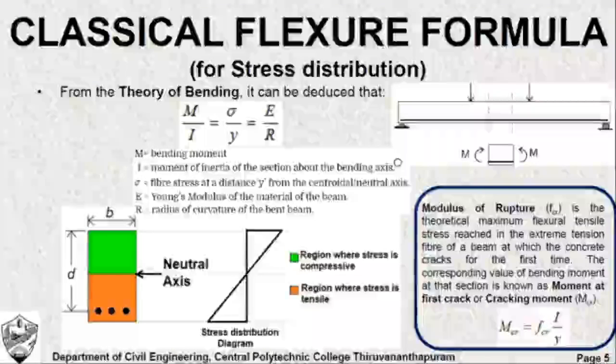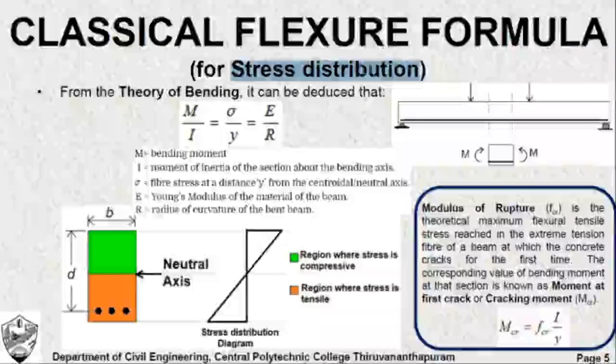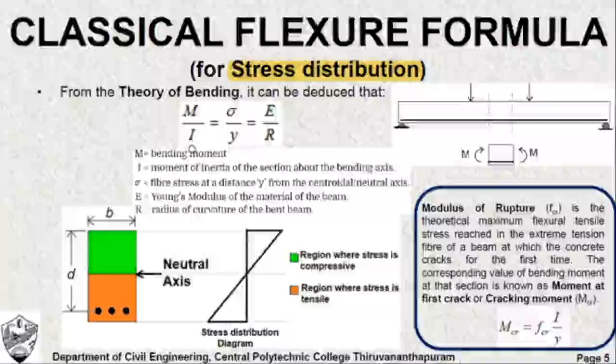Coming to the classic flexure formula, we are invoking this formula to understand the stress distribution in a reinforced concrete structure, for which we know the theory of bending. We have already learned it in our lower semesters. According to this, M by I is equal to sigma by y is equal to E by R. You see, this beam, when subjected to loads, develops bending moment at every section, and you can find the bending moment at a particular section and use it here. So that is the bending moment M divided by I. What is I? The moment of inertia of that section.